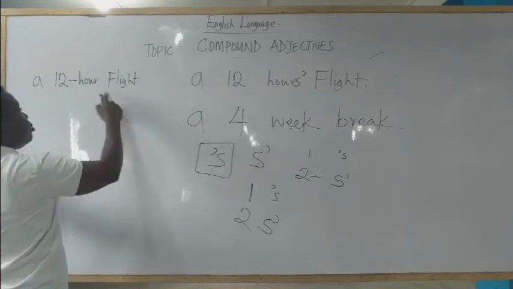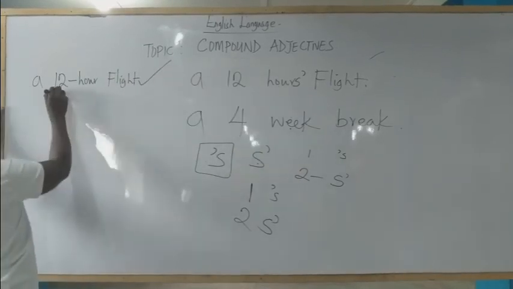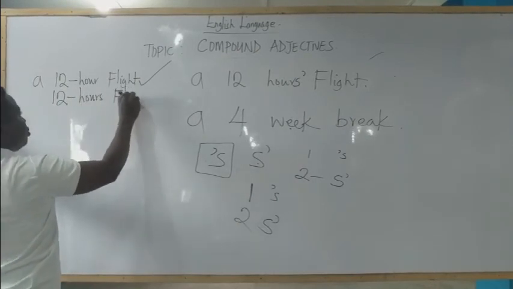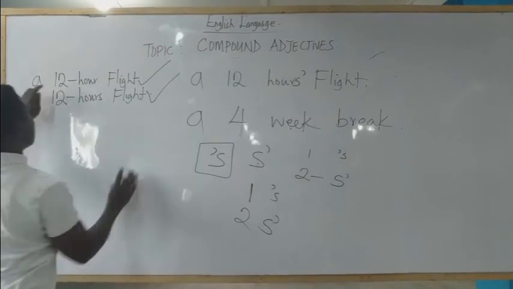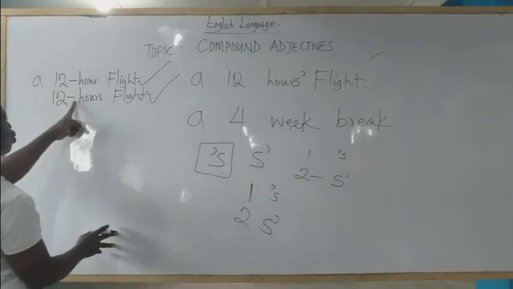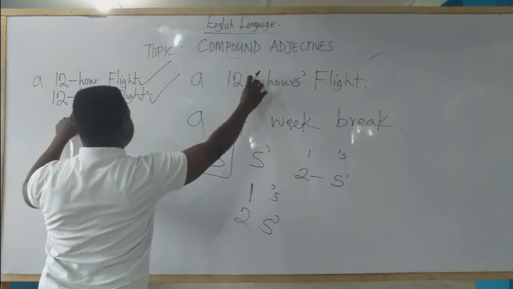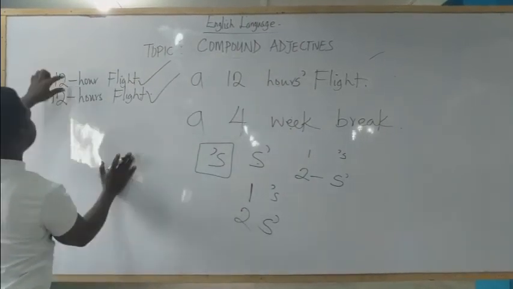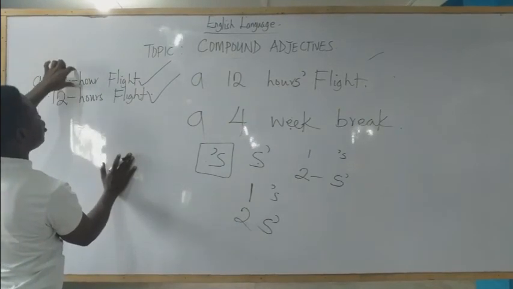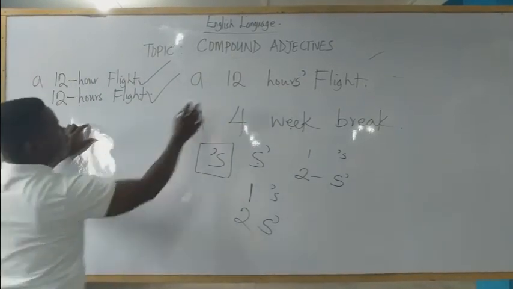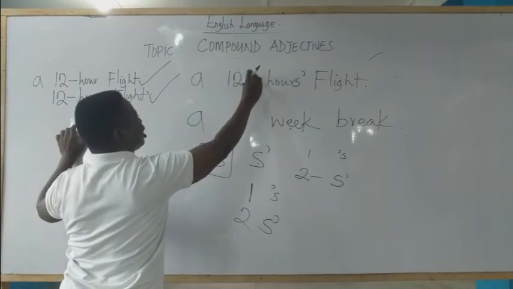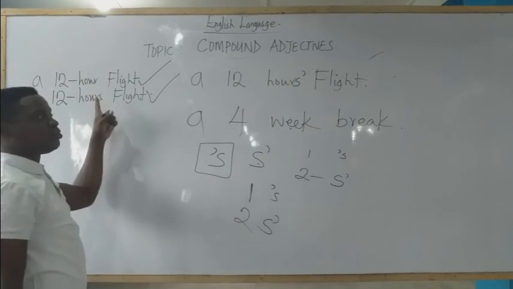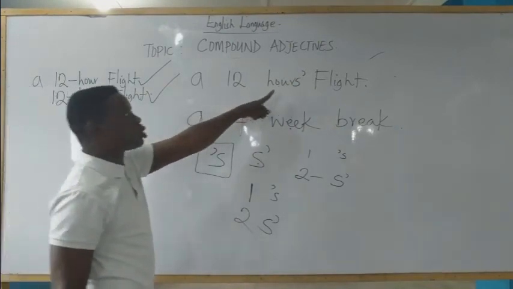This is the ordinary formation. This is correct. Or I can write 12 hours flight. This is also correct. So this one is correct, this one is also correct. But the difference is that numbers 1 and 2 are ordinary word formation, but number 3 is showing ownership or possession. So when you use compound nouns, compound adjectives to show ownership or possession, take note.